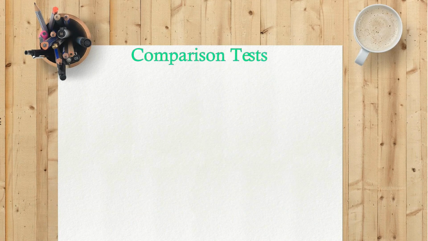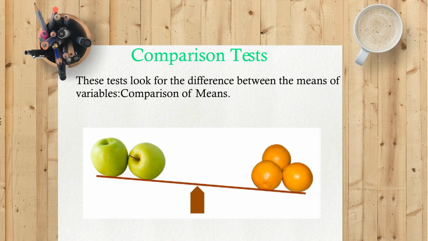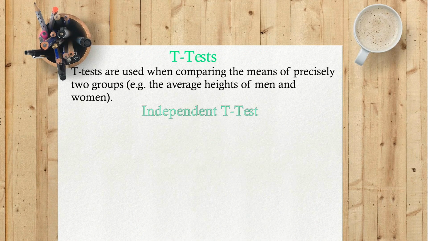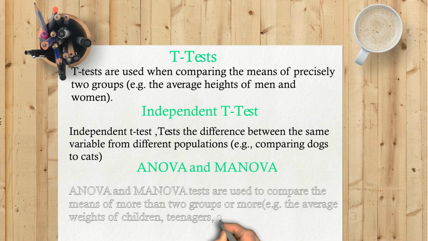2. Comparison tests. These tests look for the difference between the means of variables. Comparison of means. T-tests. T-tests are used when comparing the means of precisely two groups. Example: the average heights of men and women.